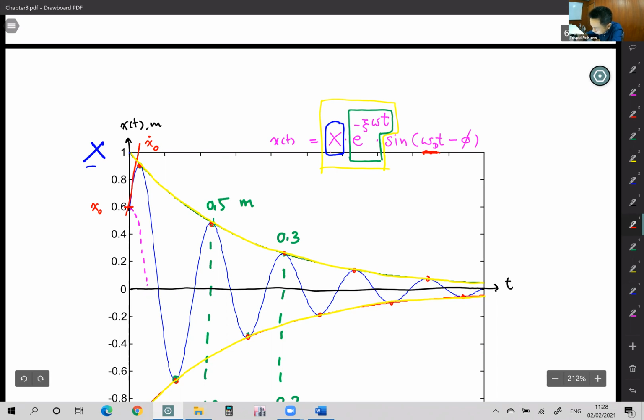I use the laser now. Omega D will control how fast, how slow my building moves with time. You check very high frequency or very low frequency. It depends on omega D.